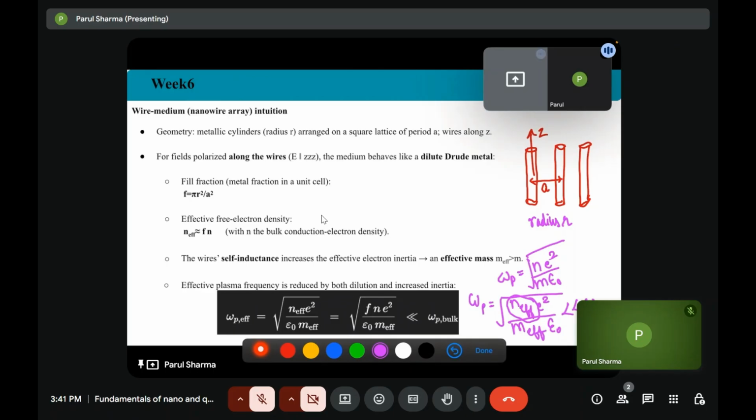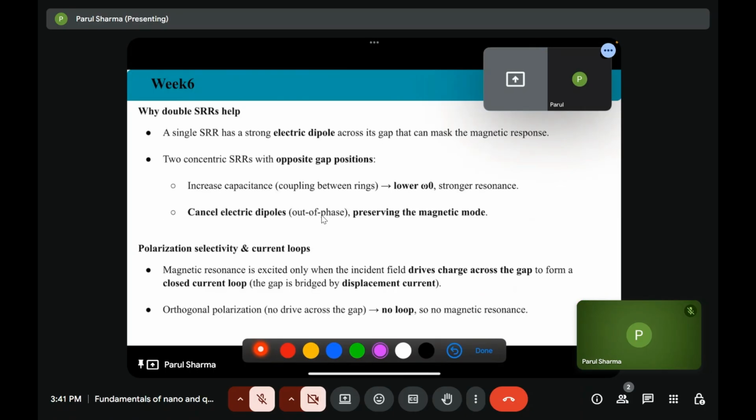We will consider some examples regarding this. We have some problems regarding this concept. So with these parameters, we can calculate the plasma frequency, and it's clearly anisotropic.